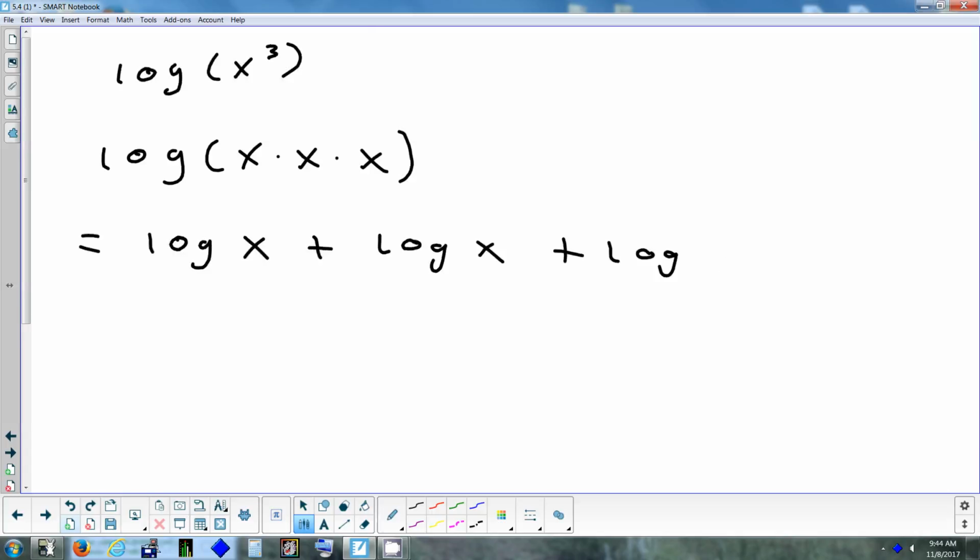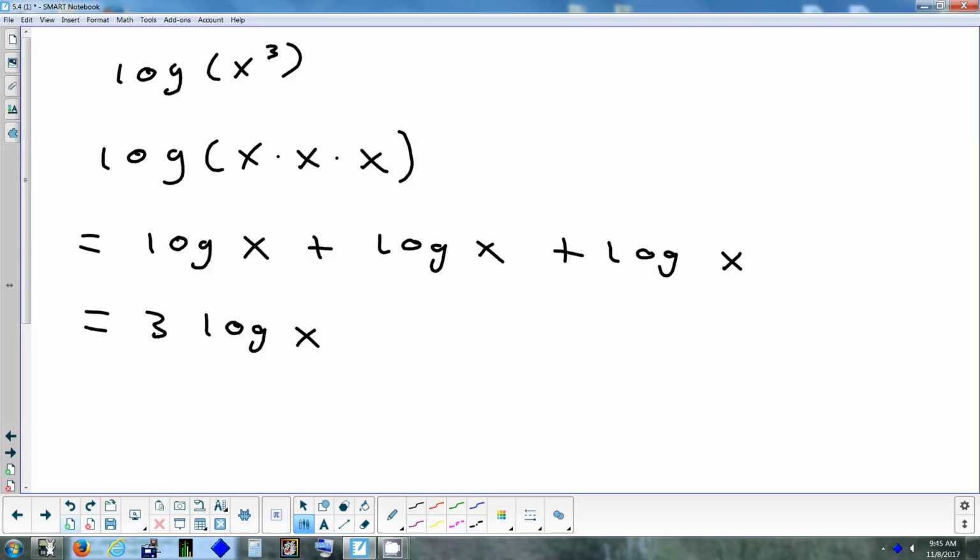plus log of the third. Okay, I just applied rule 1 to that problem. But now we can simplify that a little bit more. What's log of x plus log of x plus log of x? 3 times log of x.